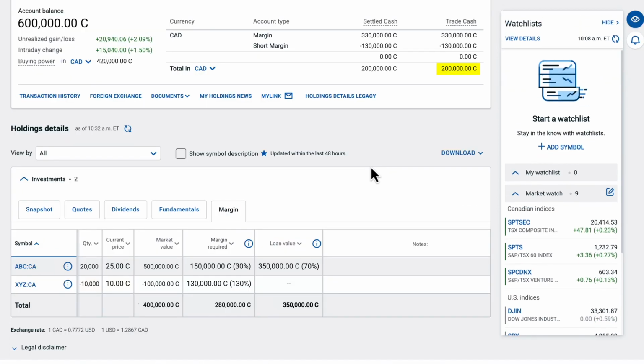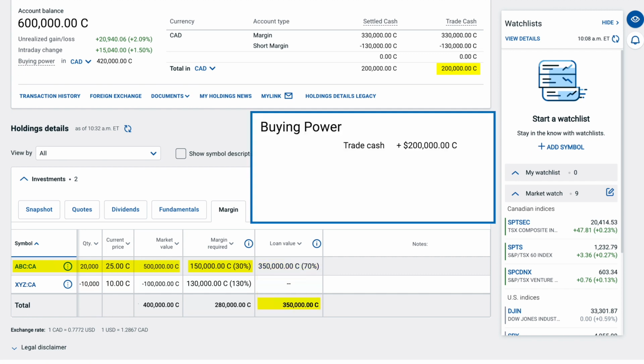Let's say you have a positive cash balance of $200,000. You hold $500,000 of stock ABC, and it has a margin requirement of 30%. That means the margin required on this position is 30% of $500,000 or $150,000. Conversely, this means the loan value is 70% or $350,000. So we add the loan value of $350,000 to our cash balance of $200,000.